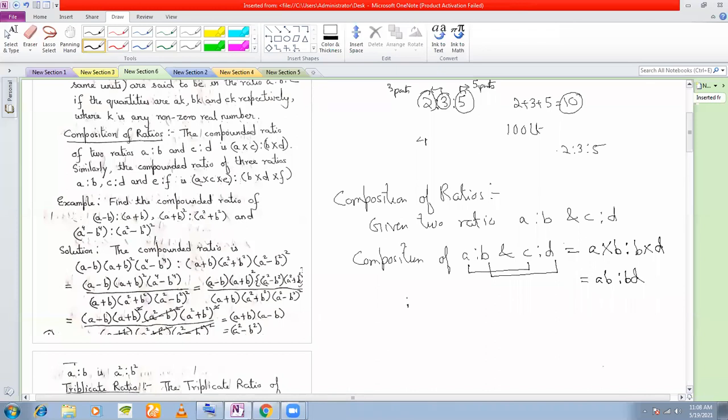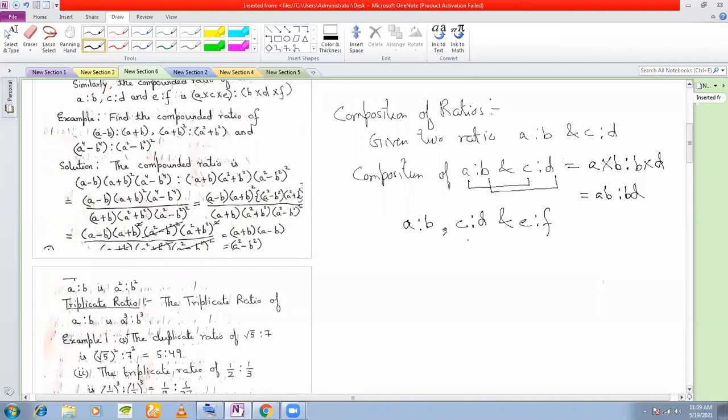Similarly, you can have composition of three ratios. Three ratios, A is to B, C is to D, and suppose you have E is to F. Three ratios are given to you. What should be the composition of these three ratios? You multiply the antecedents together, you get ACE is to, and you multiply the consequents together, you have BDF. Okay. This is what we mean by composition of ratios, and this is called compound ratio.